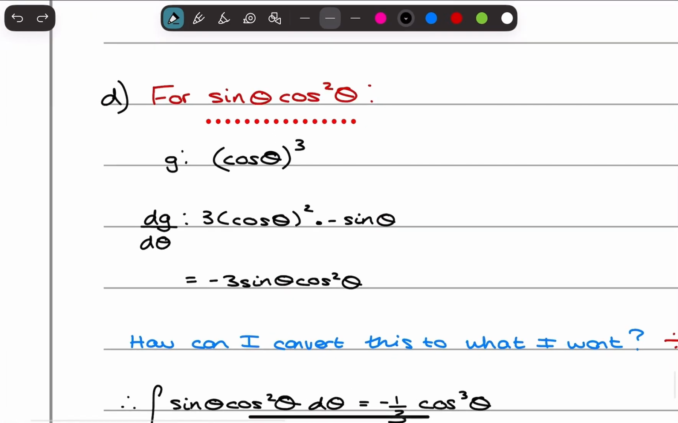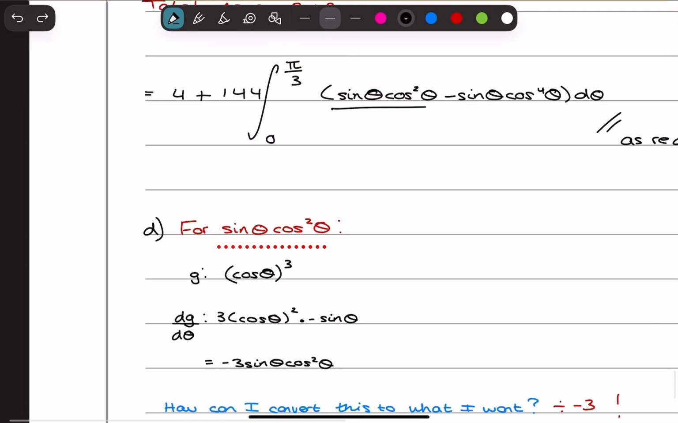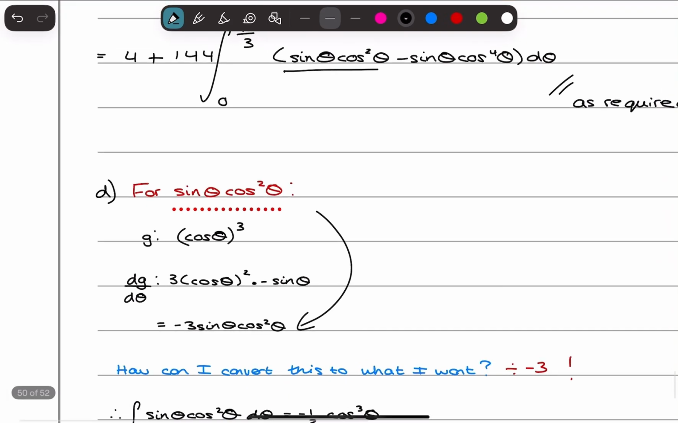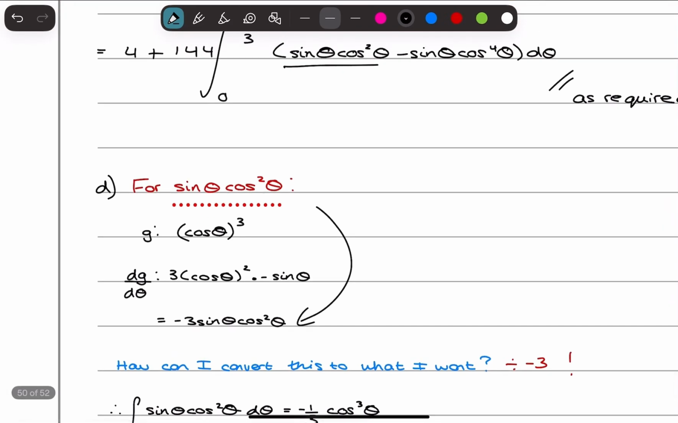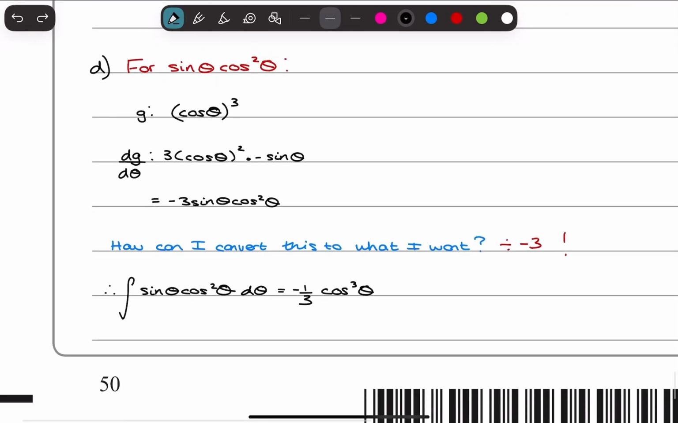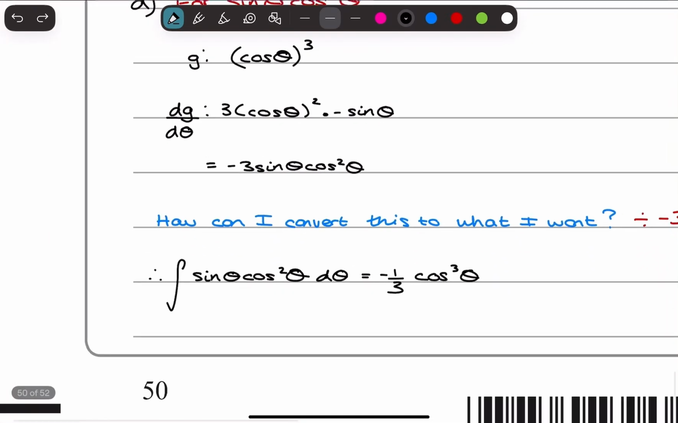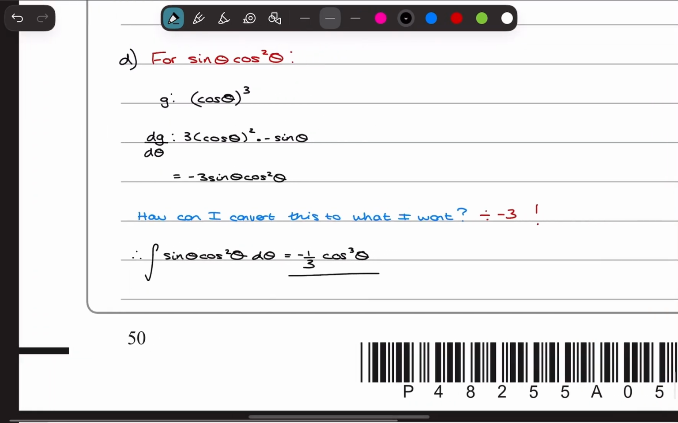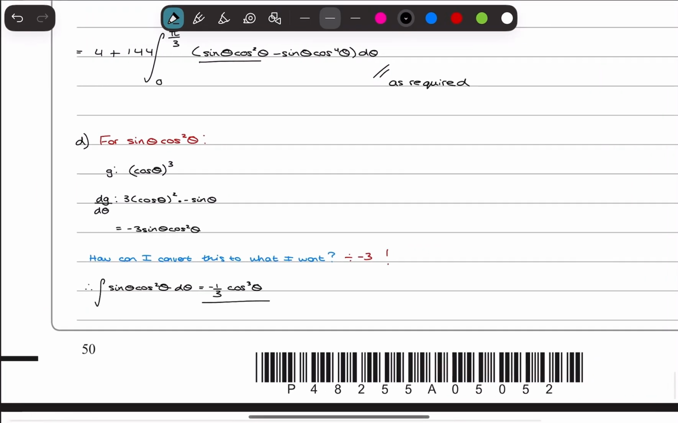Now you should notice that this is very, very similar to what we need, which is this. The only difference is that this is minus 3 sine theta cos squared theta rather than just sine theta cos squared theta on its own. So now I need to figure out how I can convert this into what I want, and the way I do that is by dividing it by minus 3. So I can divide my guess by minus 3 to get this, okay? I know I went through that a bit quickly, but I'm going based off the idea that you already understand how to do the reverse chain rule. But if you want me to explain it in a more detailed fashion, just let me know and I'll make a separate video on it.